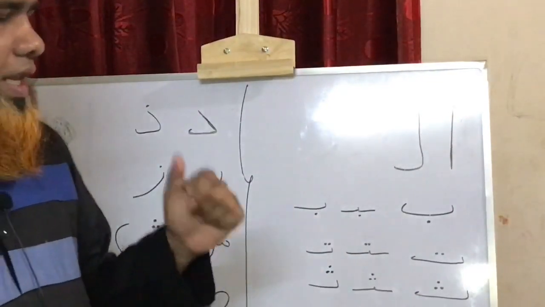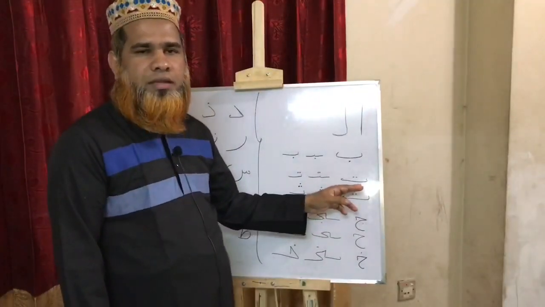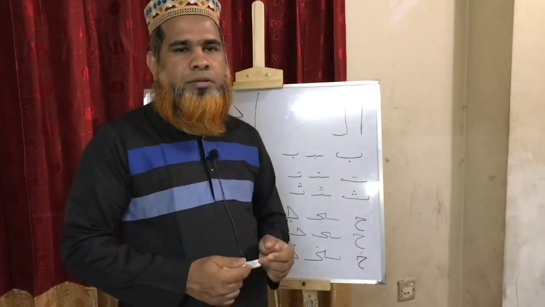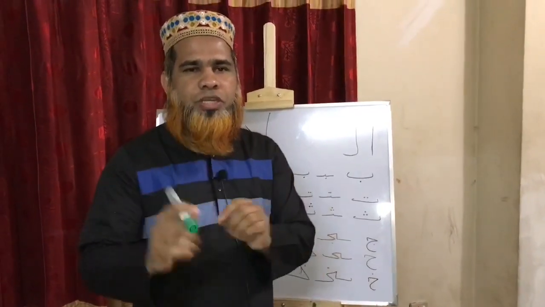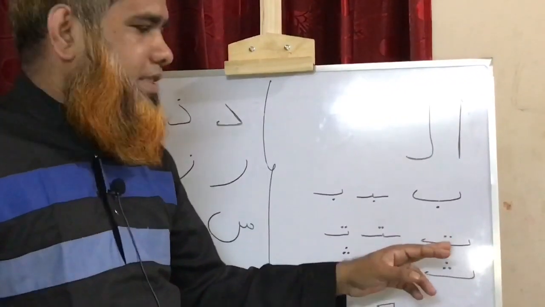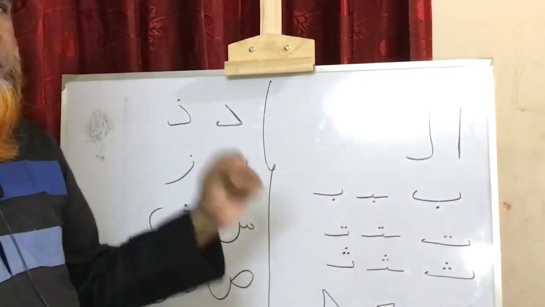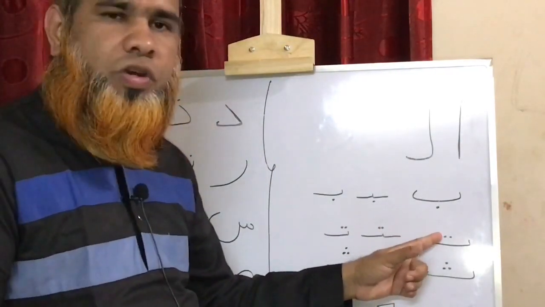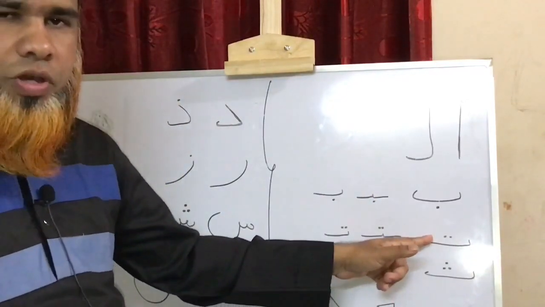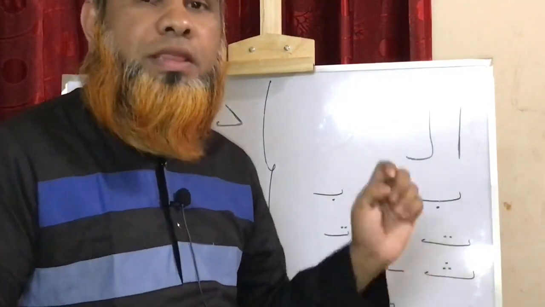Let's move on to the letter number 3. That is ta. In English, we don't have this sound actually. We try to write it with T, but it is not T. It is a different letter. It is ta. Main feature of ta is 2 dots at the top. Look carefully. Whenever you see 2 dots at the top, it will be ta.